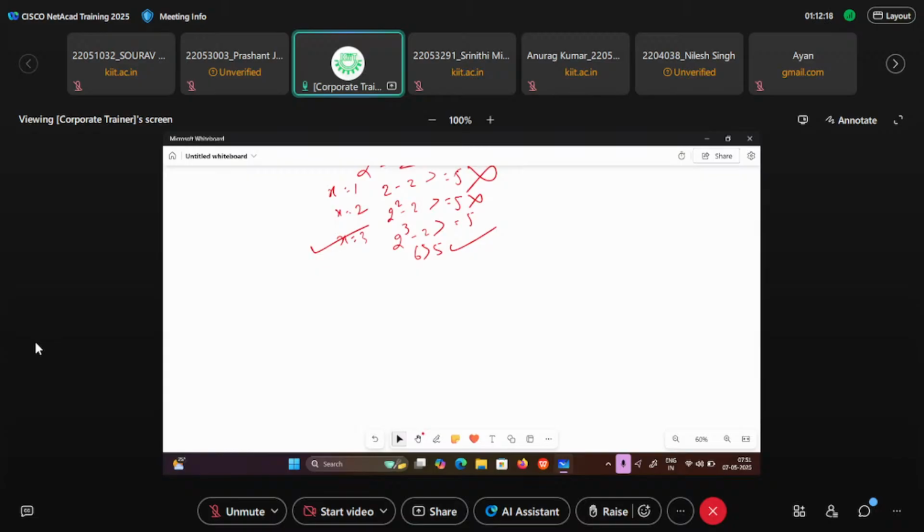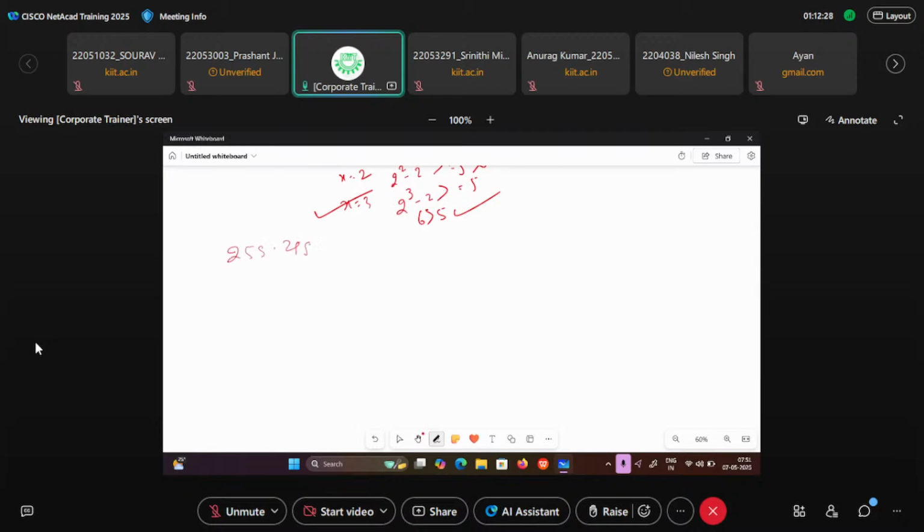If we use a class C IP, what is the subnet mask? The subnet mask is 255.255.255.0. First, simply convert this value into binary. The first 8 bits are all 1, again 8 bits all 1, and this octet also all 1.